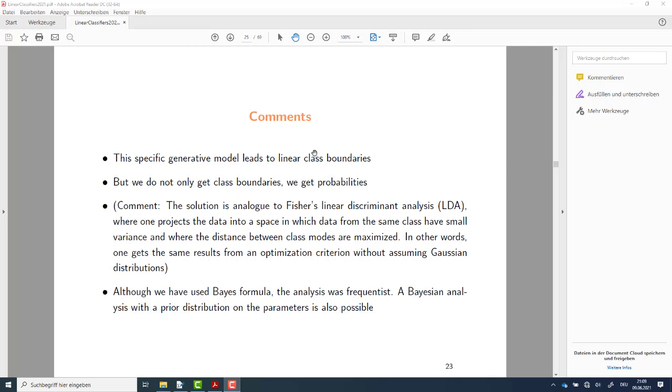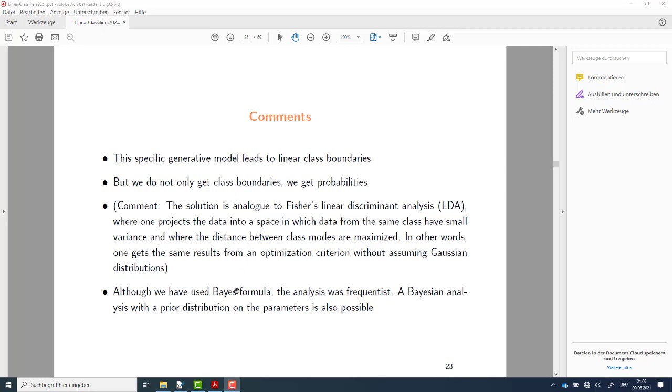Yeah, for the experts, there's also something called Fisher linear discriminant analysis, or LDA, where one projects the data into a space in which data from the same class have small variance and where the distance between the class modes is maximized. And it turns out the solution is exactly the same. It's a different starting point, so this is an optimization criterion, but the solution is exactly the same.